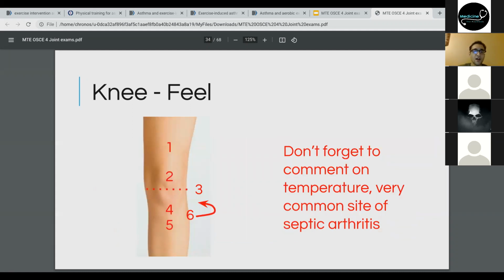Right, feel. When you're feeling through the knee, I would start above the patella, feel the insertion there, and feel around the patella itself at number 2. Definitely make sure you feel the joint line. The joint line is so important because joint line tenderness is a classic sign for meniscal tears. I would then feel at point 4, which is the patella tendon, 5, which is the tibial tuberosity, and then go around the back and feel for any potential aneurysms or Baker cysts. When you are feeling the knee, do not forget to comment on its temperature, as it's probably the most common site of septic arthritis in adults.